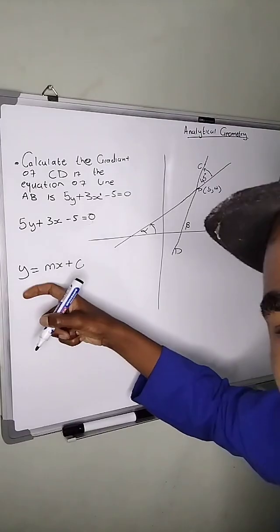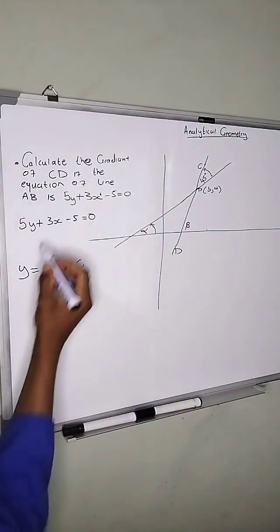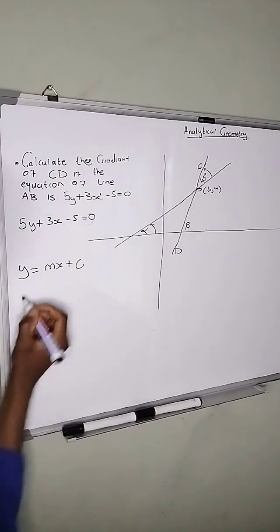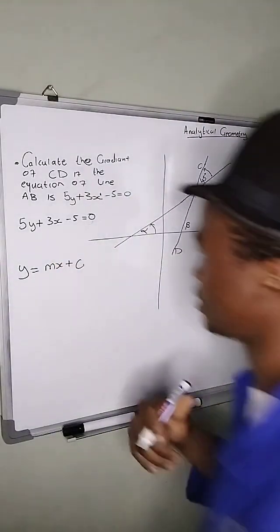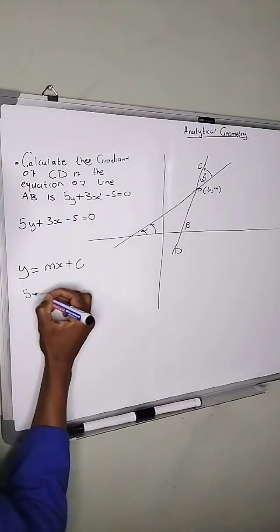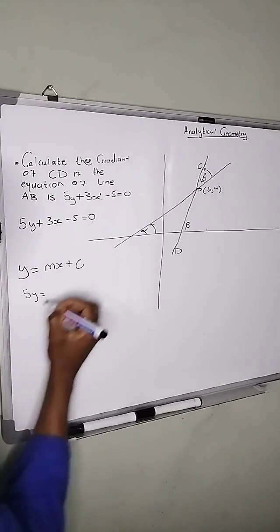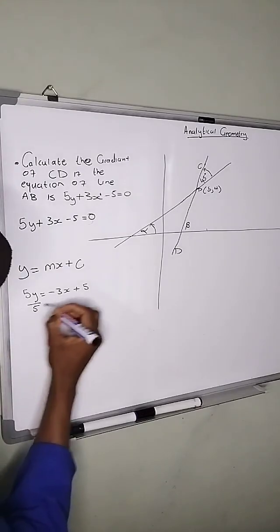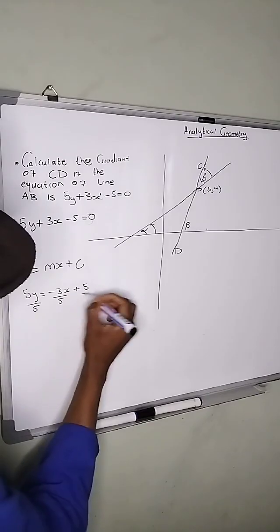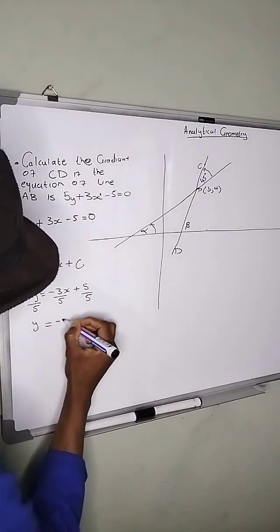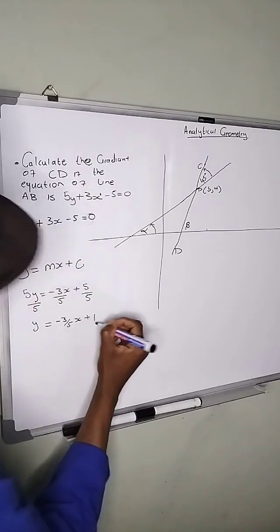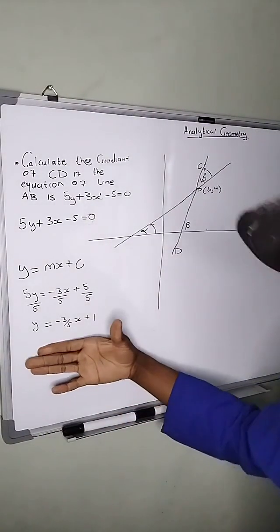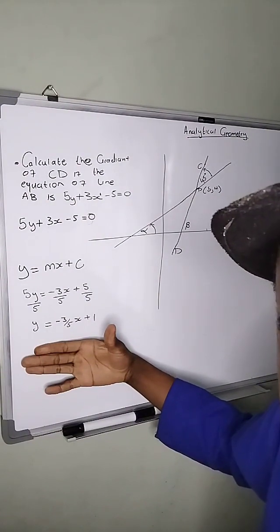So what do we have to do? We are going to rewrite this and say, I'm going to just put everything on that side. I'm going to have 5y is going to be equals to negative 3x plus 5. Then divide by 5. Then y is going to be negative 3 over 5x plus 1. Now is it fine now? Can we get the gradient in this case?